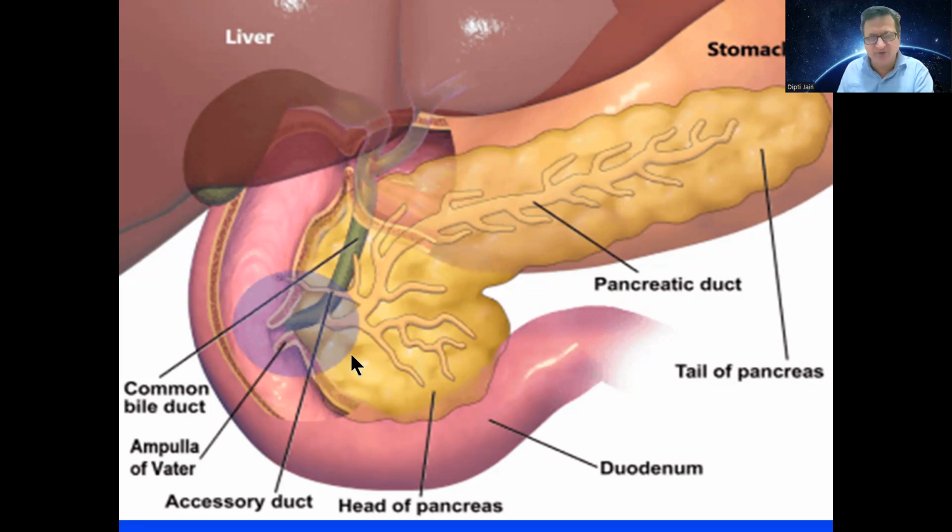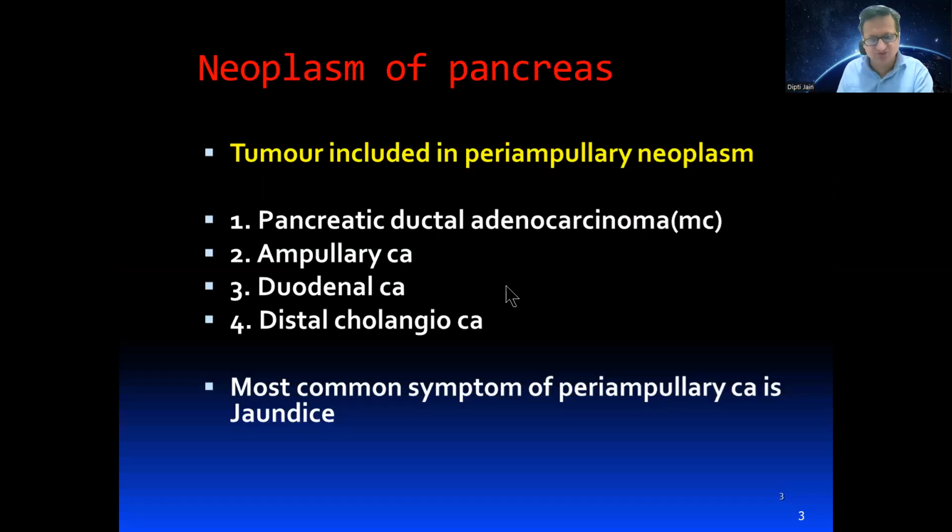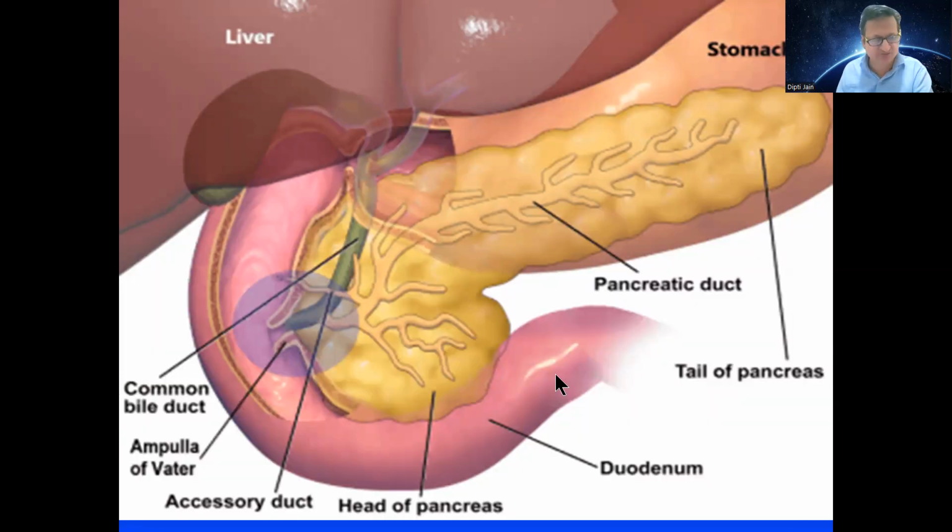So periampullary carcinoma is a descriptive term where different carcinomas are included. It may be ductal pancreatic adenocarcinoma, ampullary carcinoma, carcinoma of the duodenum, and distal cholangiocarcinoma. These are the cancers included in periampullary neoplasm. The most common symptom of periampullary carcinoma is obstructive jaundice, because of the obstruction of the common bile duct, which is common to all these cancers.